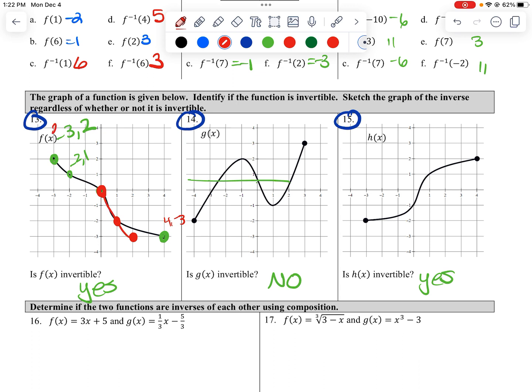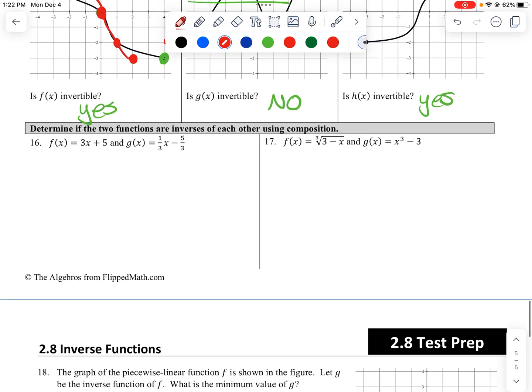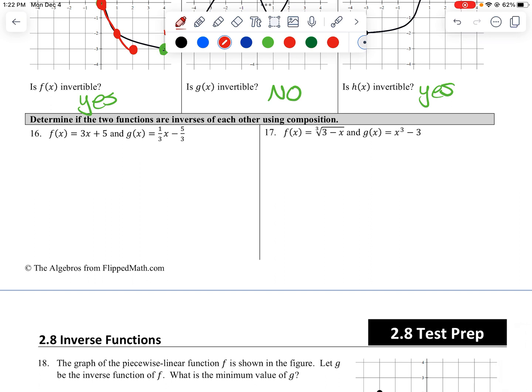So we know it's going to look something like that. That's not the greatest drawing. We need a few more points. So you could find points and flip-flop them. And then the last one, determine if they're inverses.